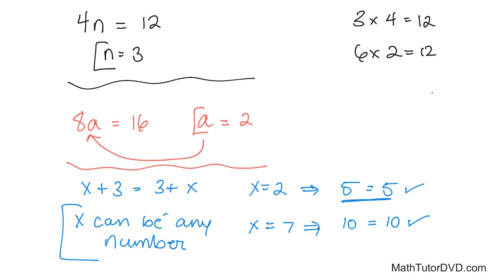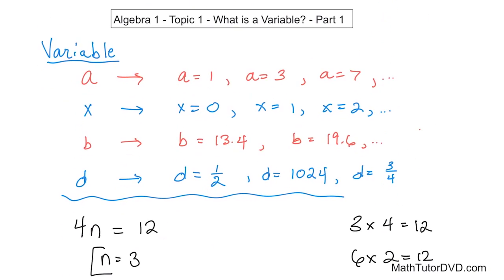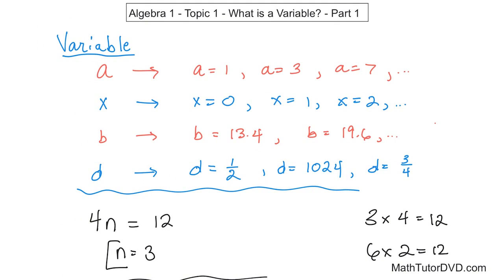So this is just an introductory topic of what is a variable. We're going to solve a lot of additional topics. A variable is very simply just a letter that represents a number. A variable is just a placeholder. That's all it is. That's all I'm trying to really get you to understand in this section.